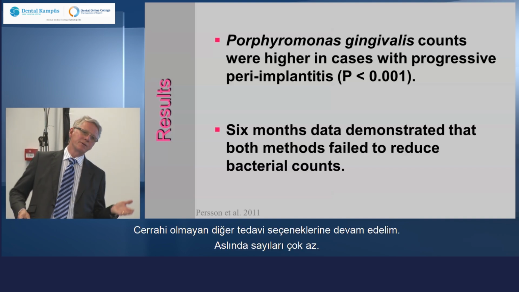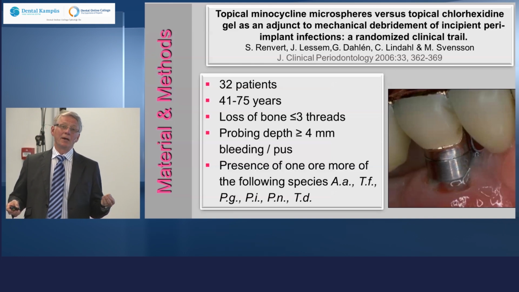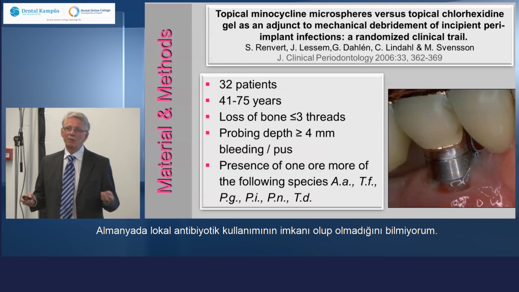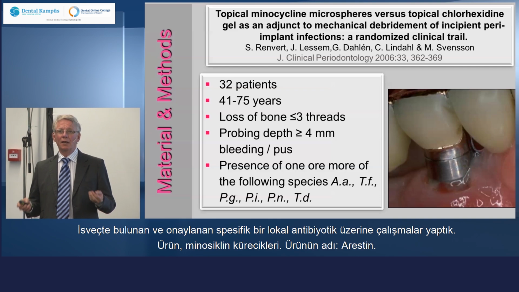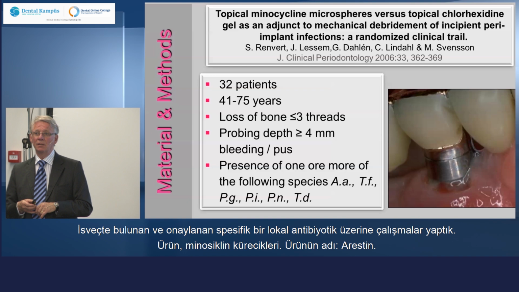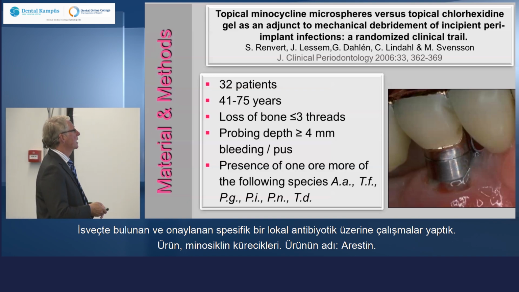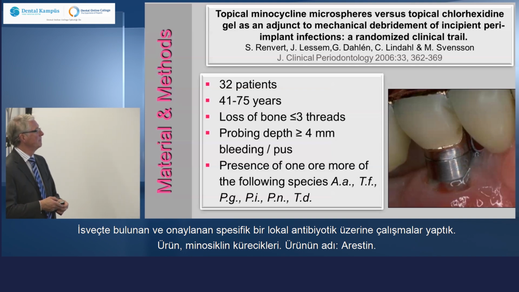So moving into other options for non-surgical therapy, there are very few. I don't know in Germany if there is availability of local antibiotics. We have done a few studies on one specific local antibiotic that is available and approved in Sweden. It is minocycline microspheres. The product is called Arrestin.